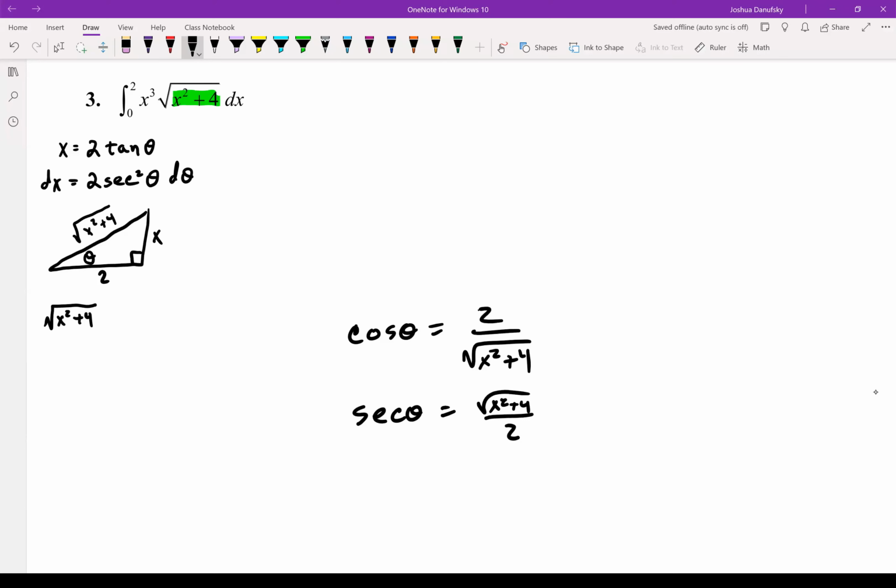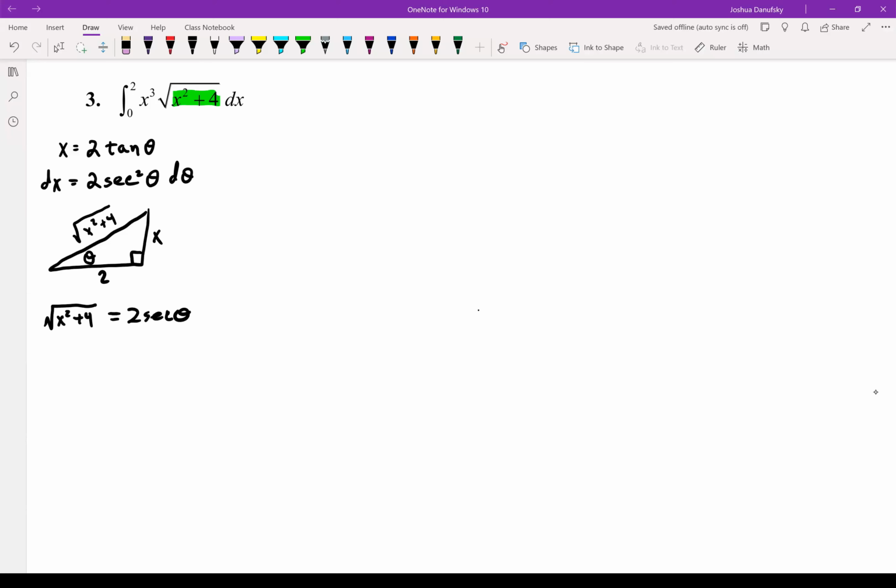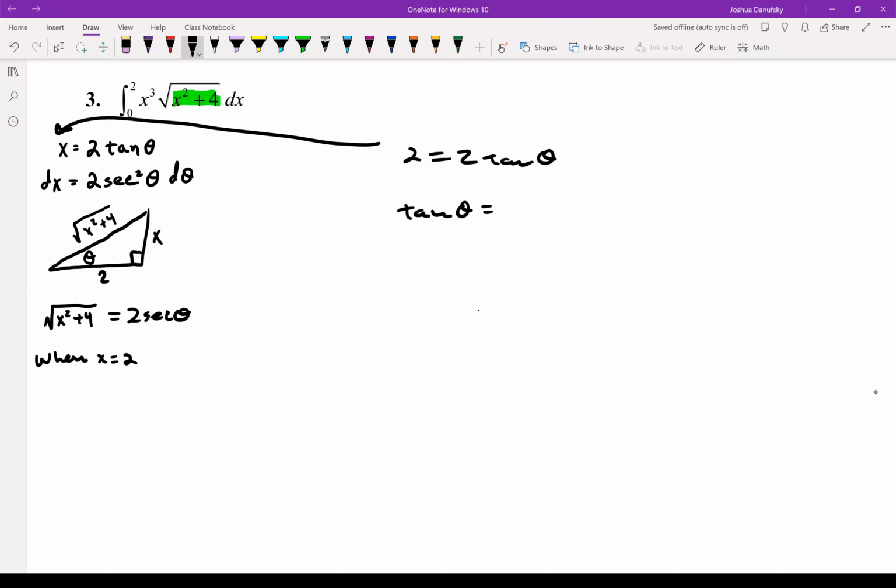And if we multiply both sides by 2, we have the square root of x squared plus 4 is equal to 2 secant theta. Next, we'll change our limits of integration. When x is equal to 2, we plug that in here and see that we have 2 equals 2 tan theta. That means that tan theta is equal to 1, and that's going to happen when theta is equal to pi over 4. Similarly, when x is 0, theta is going to be 0.